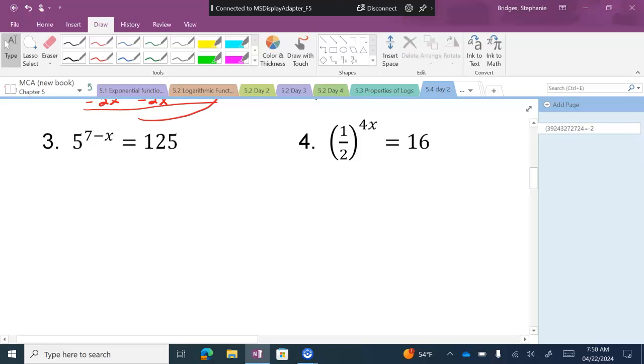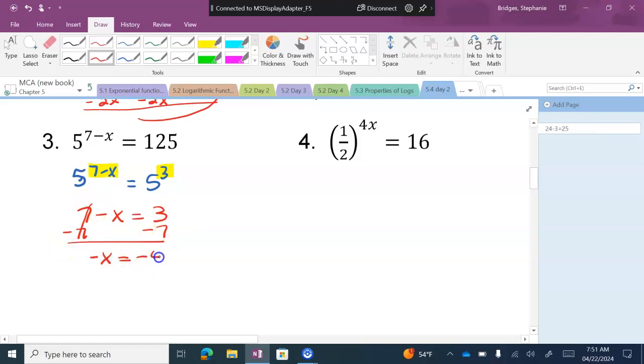All right, number 3, I have 5 to the 7 minus x equals 125. Again, starting with the larger number. Can 125 be rewritten as 5 to any power? Yes, it can be written as 5 to the what power? Third. Okay, so we're going to keep the first one the same. We're going to change that to 5 to the third. Now that we have the same bases, we drop those bases. We set the exponents equal, and we solve that equation. So to solve 7 minus x equals 3, we're going to subtract our 7 first. That's going to leave me with negative x equals negative 4. So then I just divide by negative 1, and x will equal positive 4.